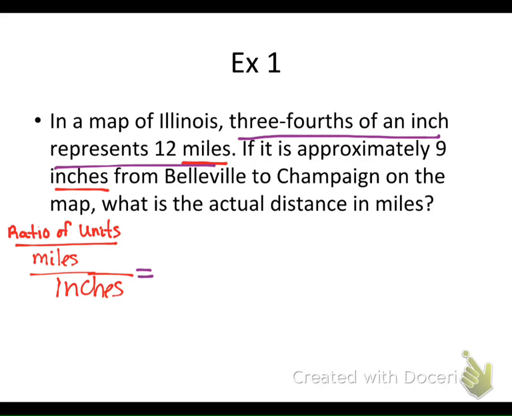How many of you like to organize things? Okay, so when you organize things, you group things together, right? Basically, our ratio of units is organizing things. So anytime that we're dealing with miles, because miles is on top, we're going to keep it on top. Anytime we're talking about inches, we're going to keep it on bottom because we want to keep that organized, okay? So 3/4 is going to go on bottom with my inches.